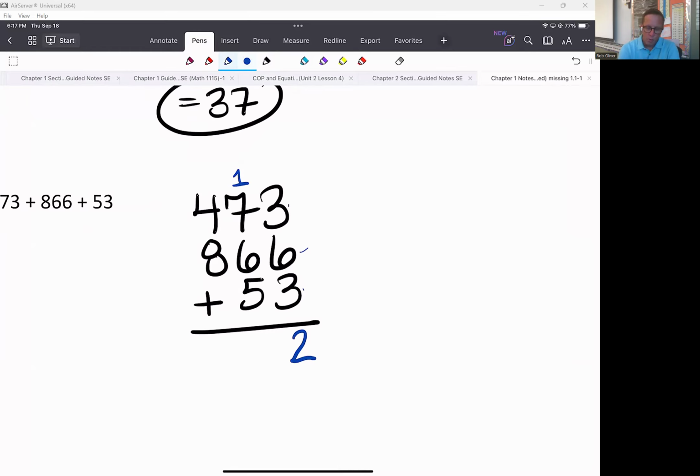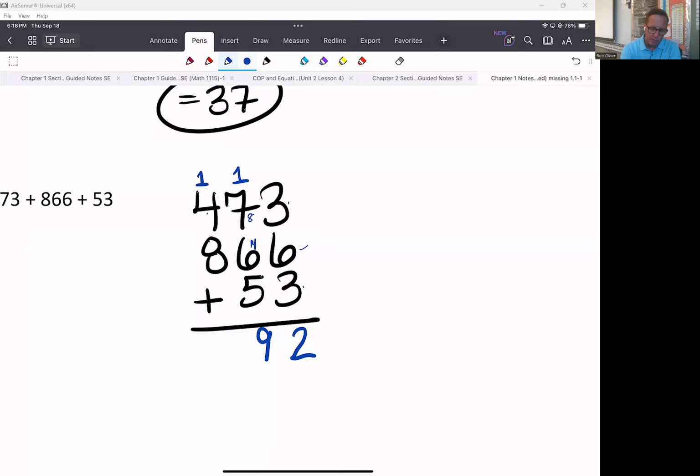And then 1 plus 7, that's 8. 8 plus 6 is 14. 14 plus 5 is 19. So put the 9 down, carry over the 1. And then 1 plus 4, that's 5. 5 plus 8 is 13. So there's your answer, 1,392.